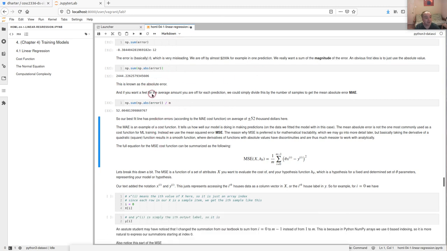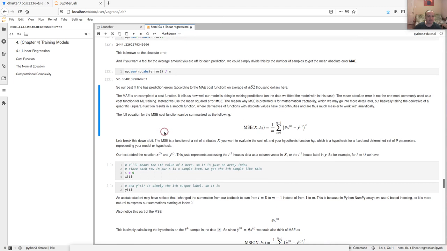And this is actually a cost function you can use. So this is basically telling me that on average, my absolute value error is off by $52,000, right? Which might not sound like a great fit, but that's really the best fit that we can get with a linear model here for this set of data. So the MAE is an example of a cost function, and it tells us how well our model is doing in making predictions.